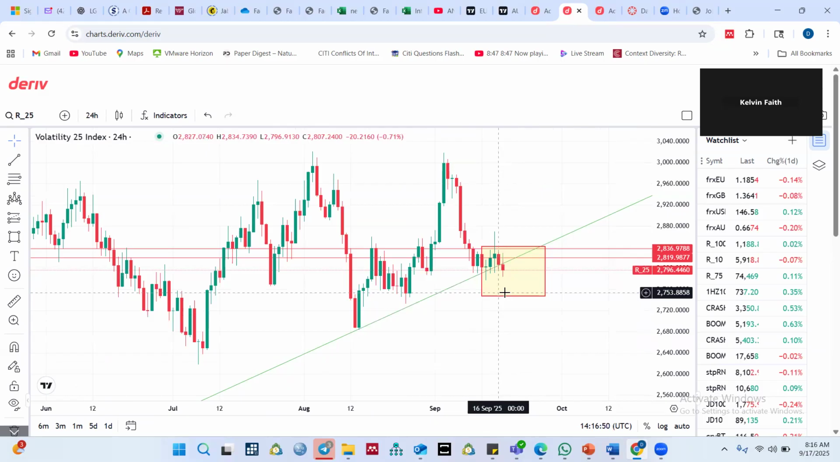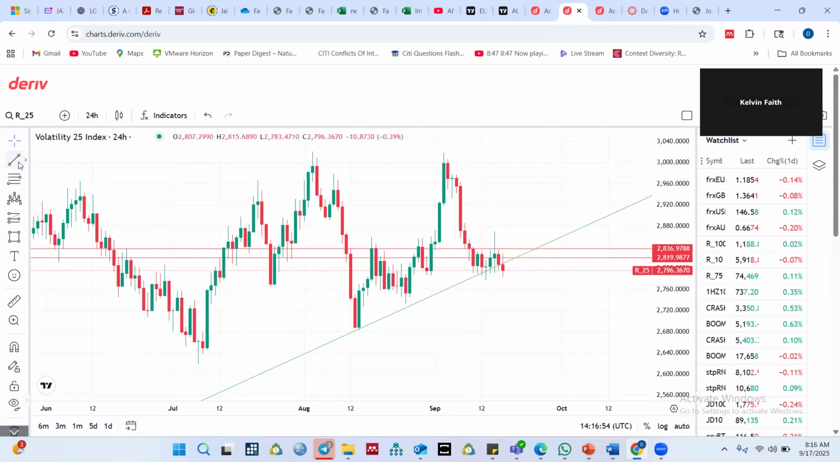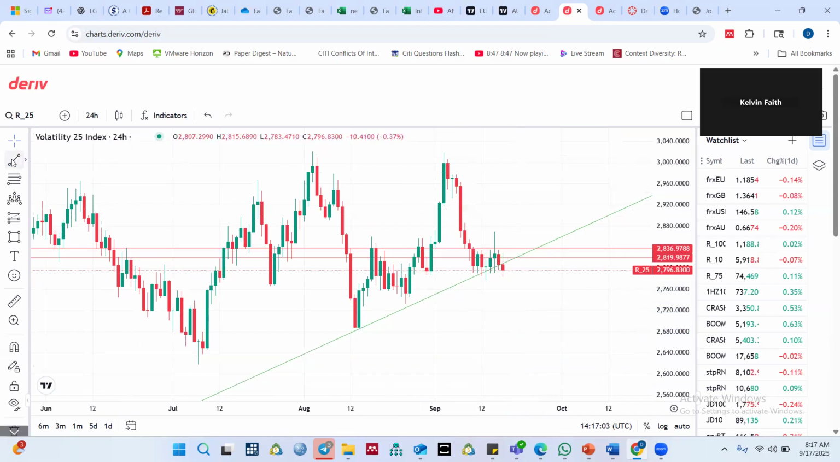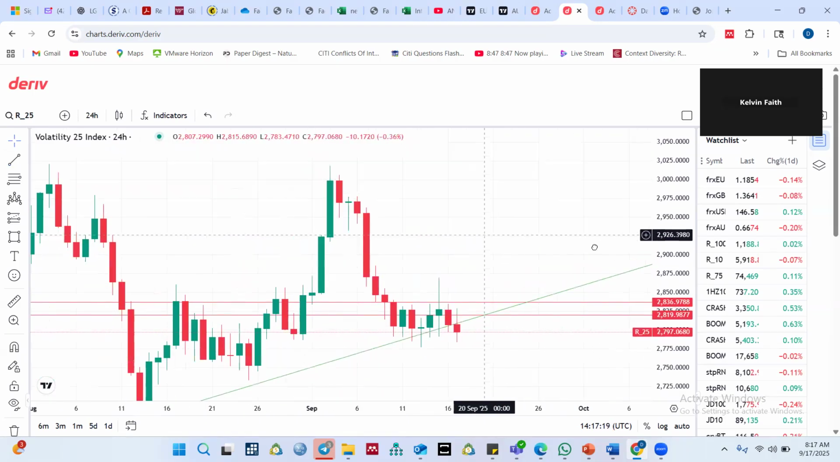So the question is, is this trend line break going to hold? Is price going to dip to the downside, or is it going to fake and reject back into this area and probably give us a push to the upside into this area of interest or institutional reference point?